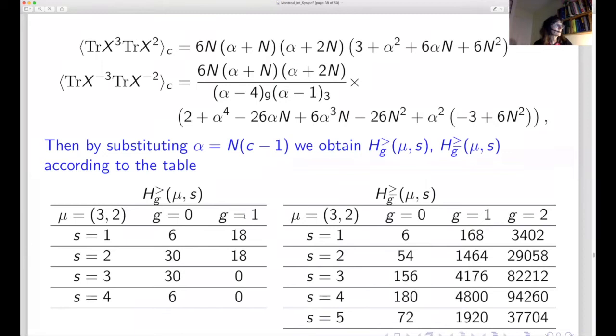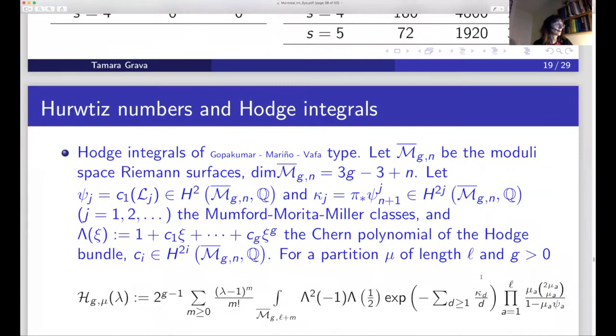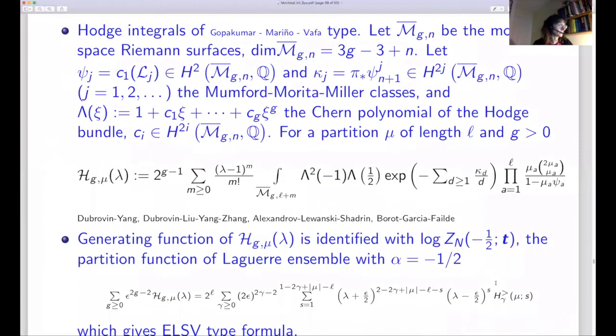Genus one, S4, you have zero. Genus one, S4, you have 4,800. So the complexity of the two cases is much, much different. So let me just go quickly on this identification with OG integrals.